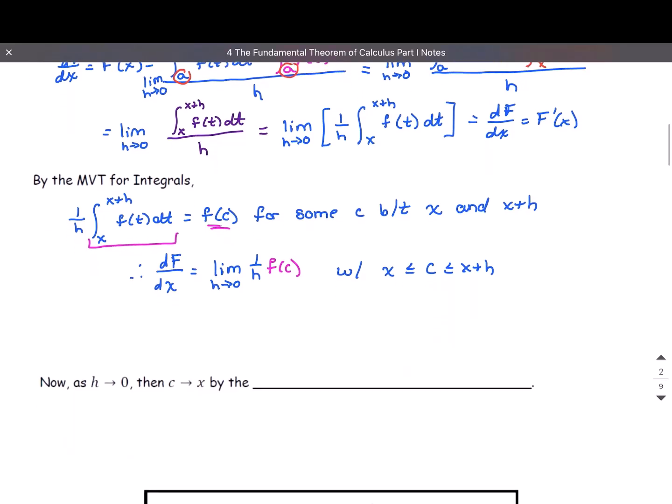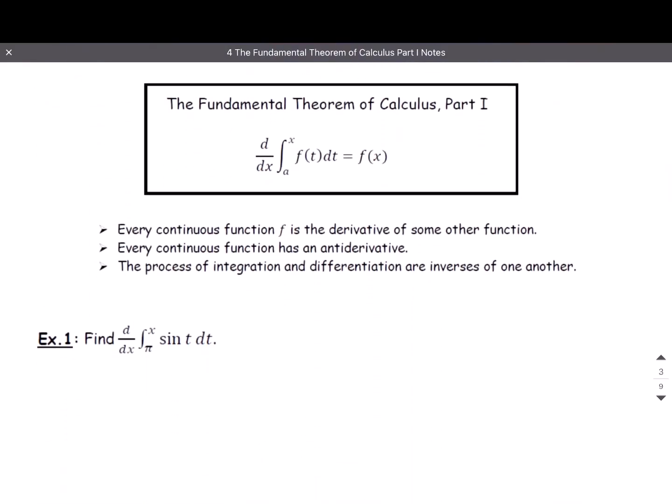Now, as the h heads to 0, we can use the squeeze theorem, right? As the h heads to 0, that will mean that the c has to head to x, because as this heads to 0, it's going to be trapped between x, and c is going to head to x. So then we're going to have capital F prime of x is this limit as h heads to 0 of 1 over h. F of c is the same thing as f of x. Yay! Now you've done the proof, okay? The proof is harder than the theorem and harder than actually using it. Using it is not so bad.